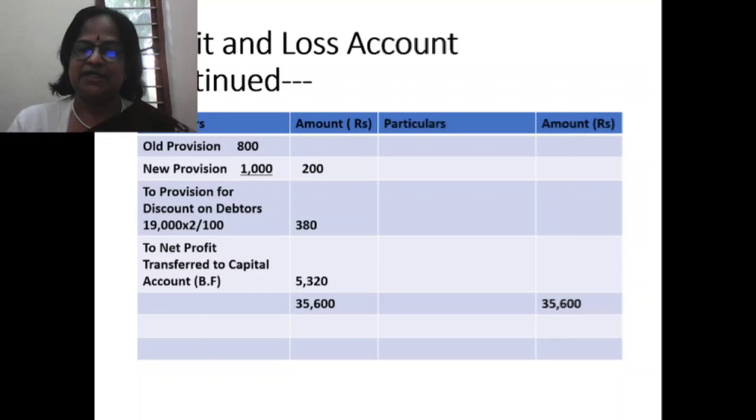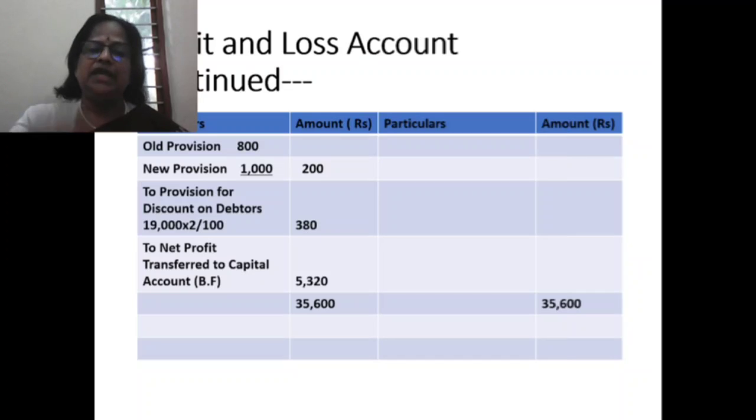First you will subtract 600, then you will get 20,000. On 20,000 you calculate 5%, then you are getting 1,000. So the new provision is more. That means you have to debit the difference. 200 you have to debit to profit and loss account.